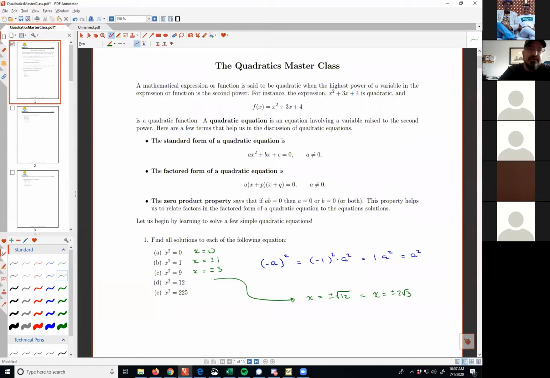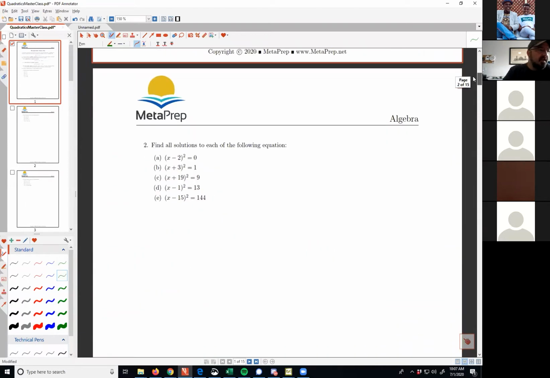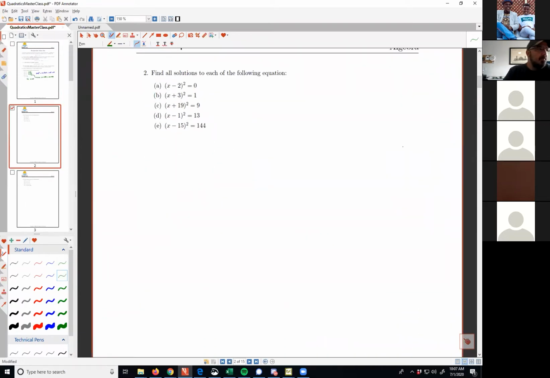How about x squared equals 225? X is plus or minus 15. Okay, so the most important thing: we take a square root. Okay, let's take a look at some more. What do we do with part A? We don't need to expand, so first we could find the square root.